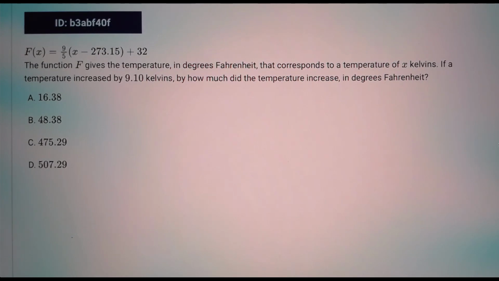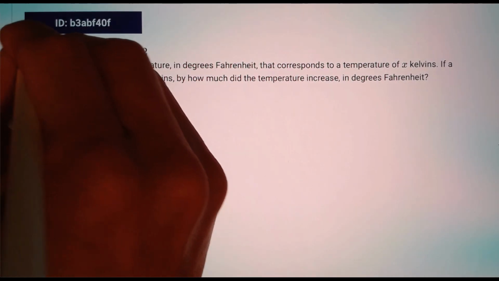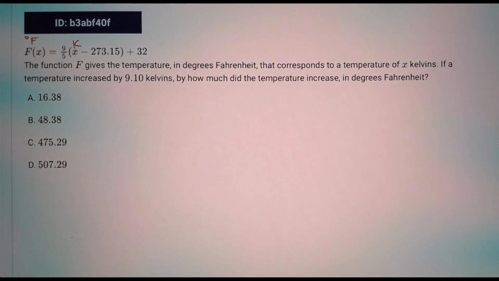The function f gives a temperature in degrees Fahrenheit that corresponds to a temperature of x kelvins. I think we've seen this function before, and you also see this in chemistry class. But anyway, if the temperature increased by 9.1 Kelvin, so we said x is Kelvin, this is Fahrenheit, by how much does the temperature increase in degrees Fahrenheit? We actually saw this before, and let's do it again.